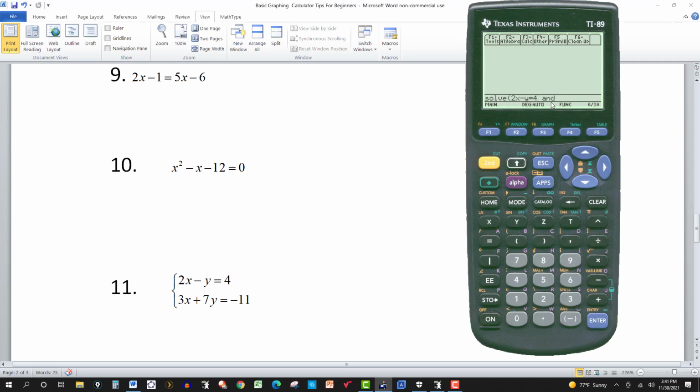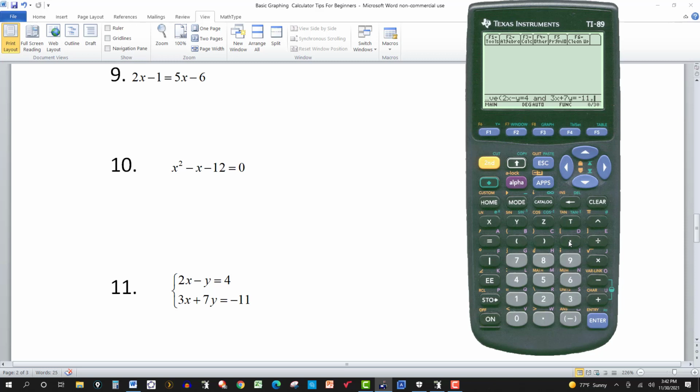It puts the word AND right there. Now all I have to do is type the second equation the way it is. So 3x plus 7y is equal to negative 11. So hit the negative sign. Okay, and then just unlike the other type with one variable, put a comma.